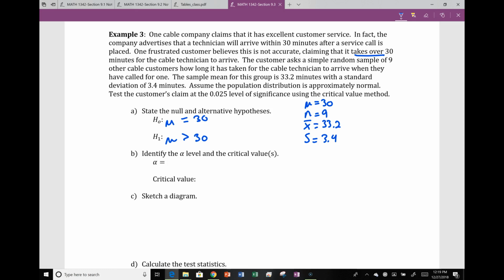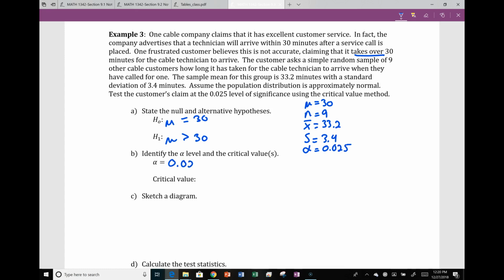Assume the population distribution is approximately normal. That's just saying, because our sample size is so small, we need to know that it's approximately normal. That way we can use the Z or the T. If it's not normal, or our population is too small, things of that nature, we have to use something else, and we don't want to discuss that at this point. Test the customer's claim at the 0.025 level of significance. So alpha is 0.025.